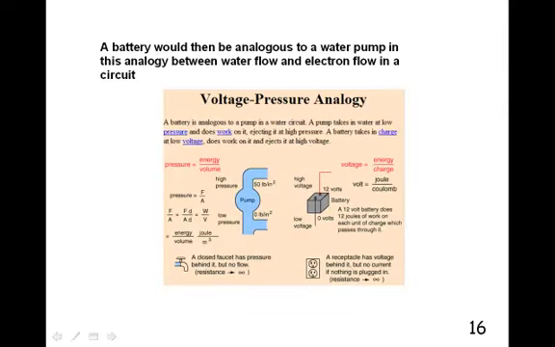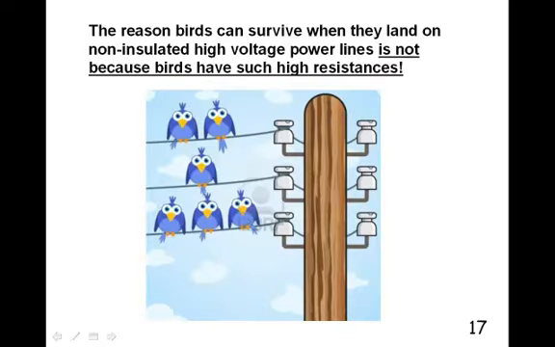So in the same analogy, the battery is like a pump. So the pump is pumping water through a circuit, and maybe there's a constriction in the water pipe circuit here, and that would be like a resistor. So the battery's like the pump.